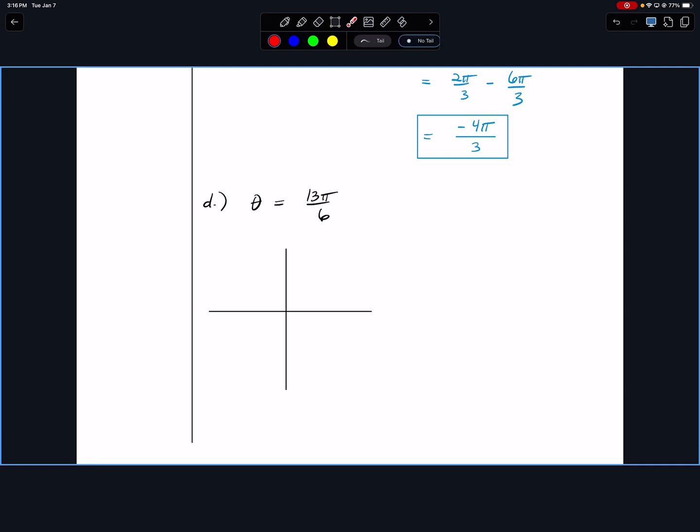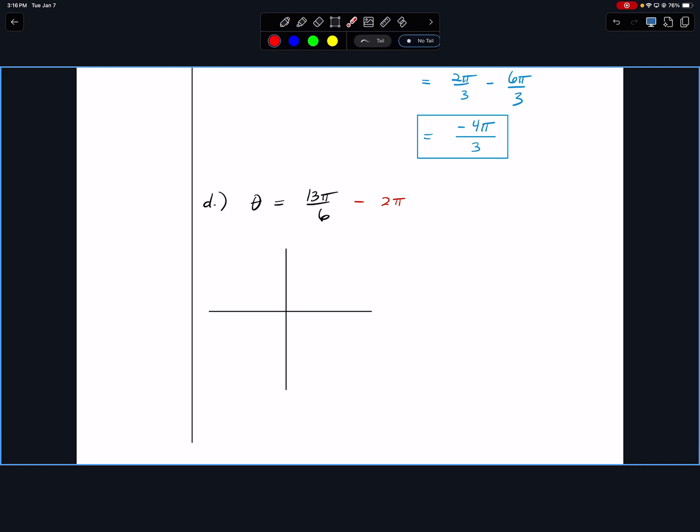Well, don't we know that one full rotation is how many radians? 2 pi. So 2 pi is going to be right there. So in other words, this is the same thing as 2 pi plus how much more? If I think about it, I can subtract 2 pi from this angle to figure out how much more rotation I need. Does that make sense, guys?